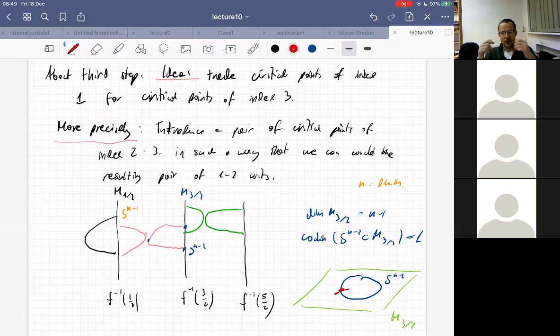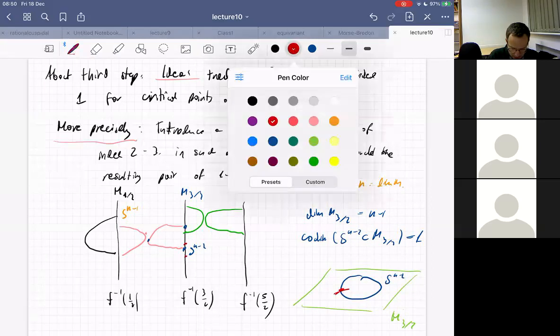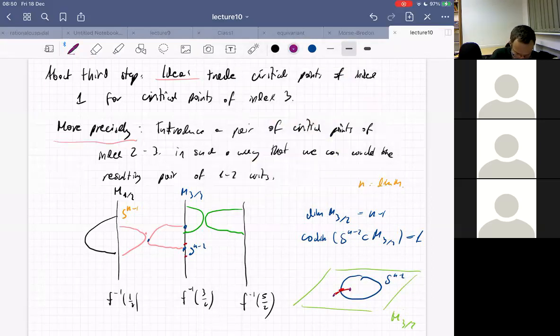So we need to complete this arc in such a way that it doesn't intersect any of the stable manifolds of the critical point. So we have two points over here, which are endpoints. Maybe these points should be magenta. We flow it. We have a Morse-Smale vector field, so we flow it by the vector field back to this level set.